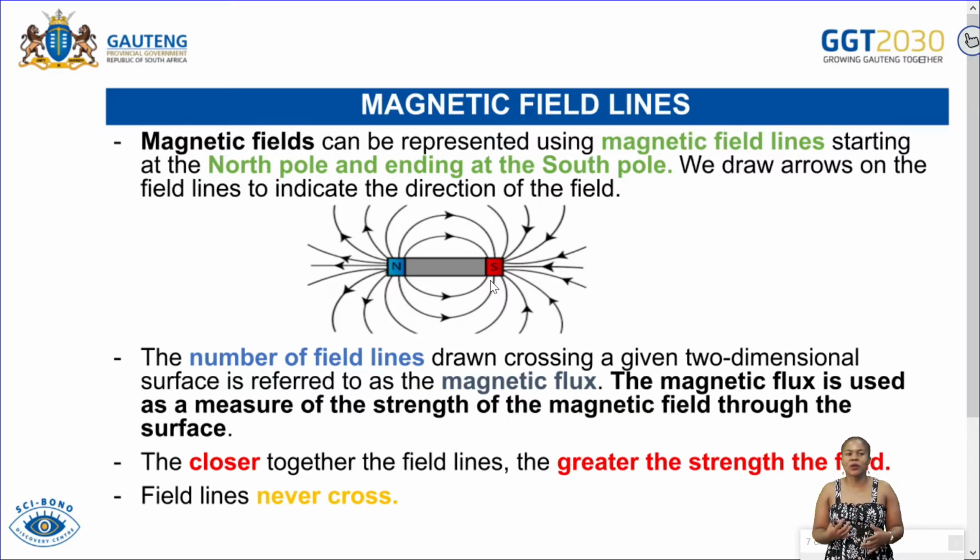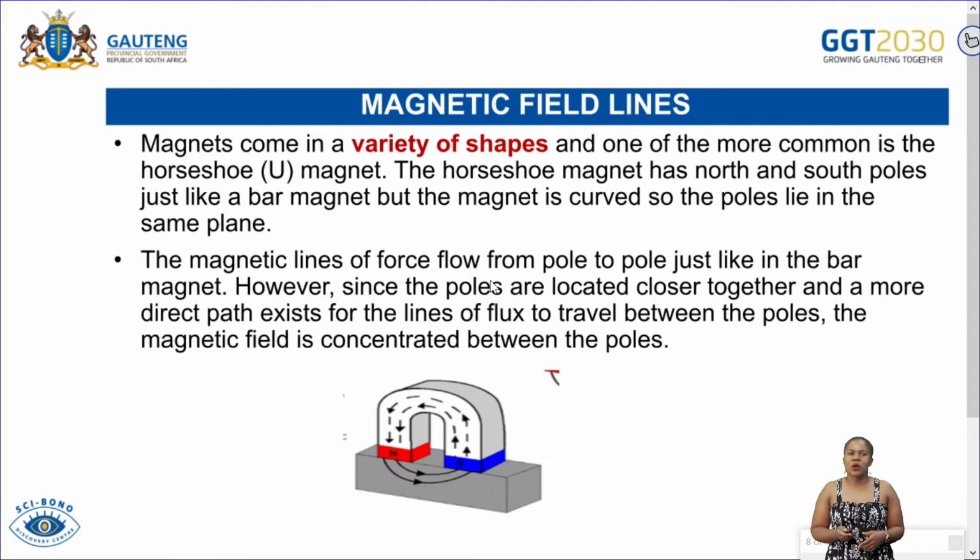Okay, so that is why we included in there that the closer together the field lines, the greater the field strength. Also, what is very, very important is that these magnetic field lines never cross and they never touch. Okay, so that is something that we need to pay attention to when we are drawing the magnetic field lines. So without wasting any time, let's look at the variety of the shapes or the types of magnet that we can find out there.